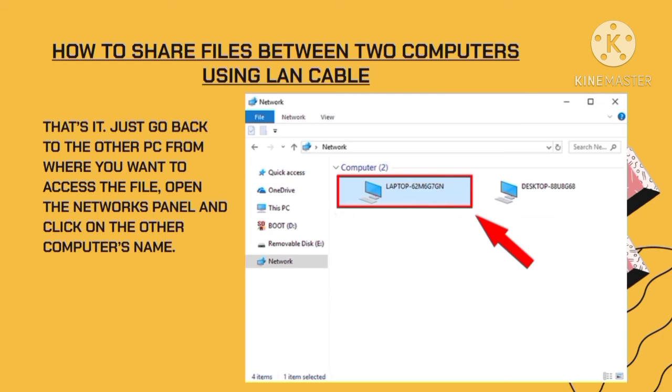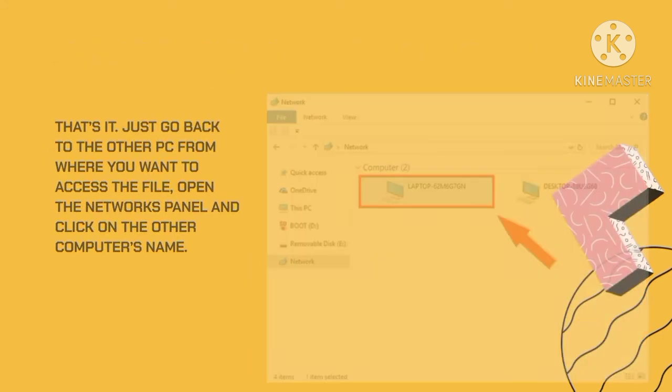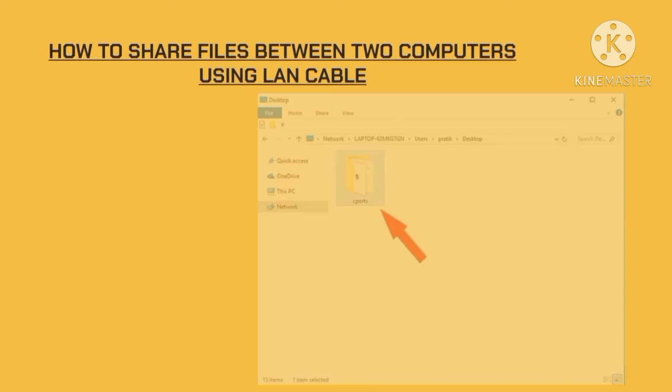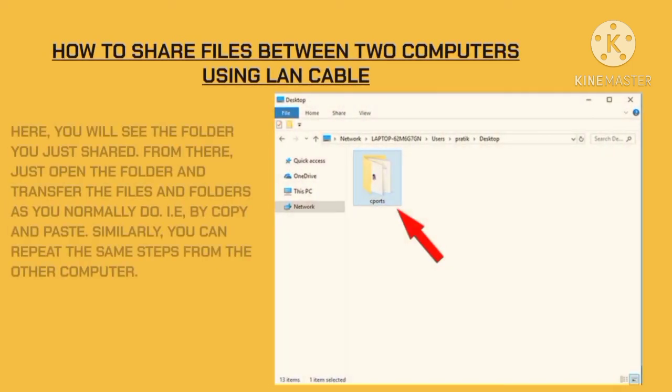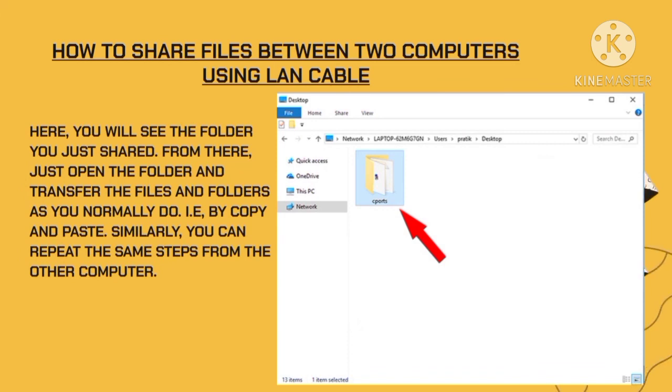That's it. Just go back to the other PC from where you want to access the file. Open the network panel and click on the other computer name. Here you will see the folder you just shared. From there, just open the folder and transfer the files and folders as you normally do, by copy and paste. Similarly, you can repeat the same steps from the other computer.